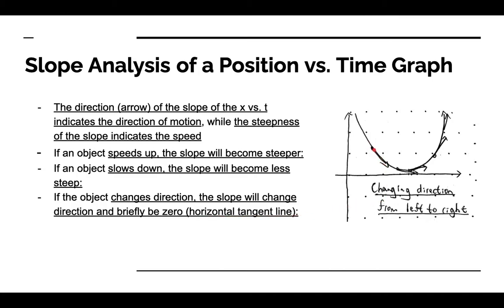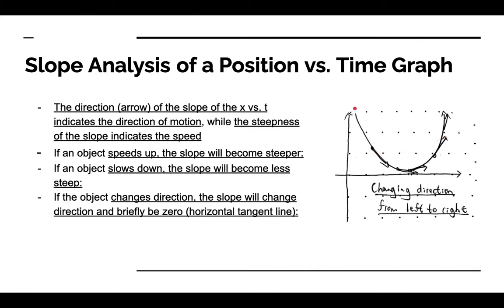So we can see right here that our slope is negative, indicating a negative velocity because it points downward. We see that right here we have a horizontal tangent line, and then afterwards we can see that our object is now heading towards the right because our slope is heading upwards.